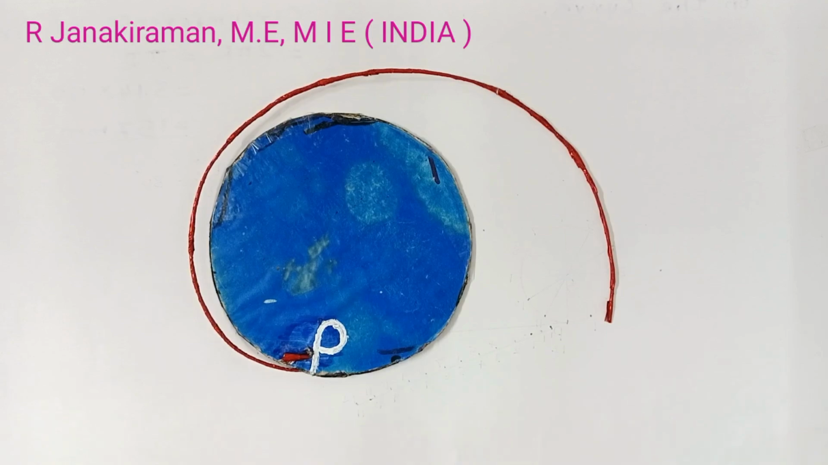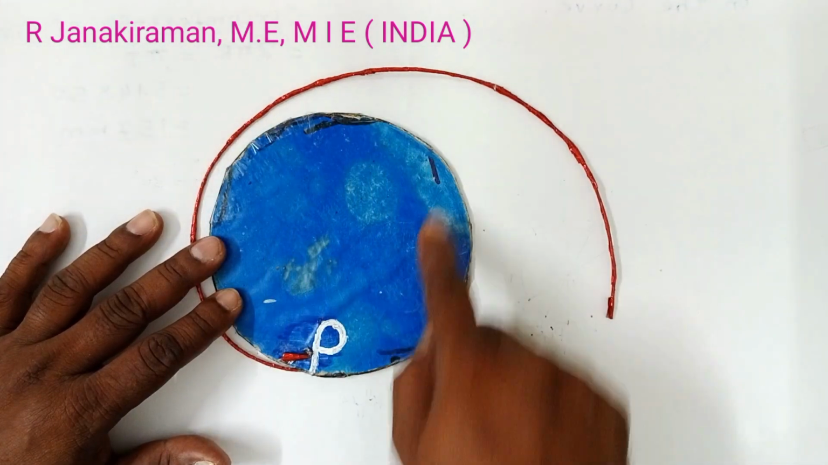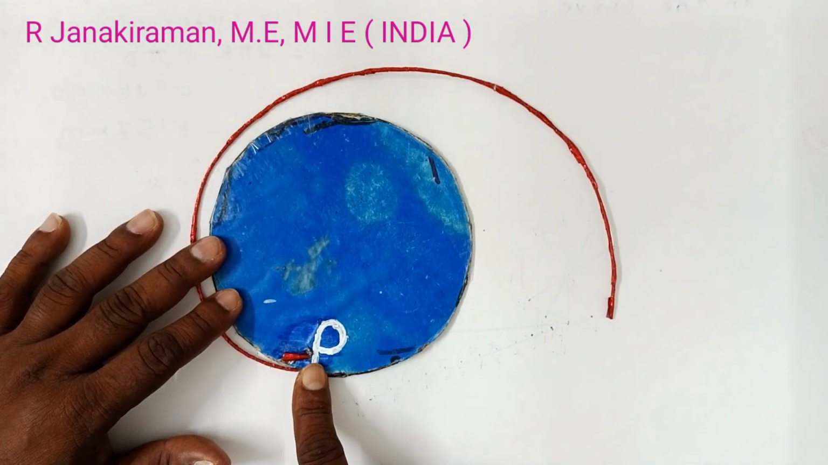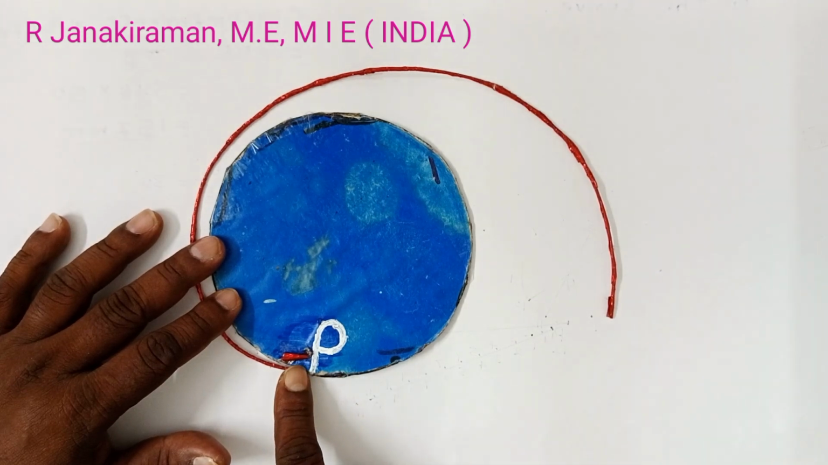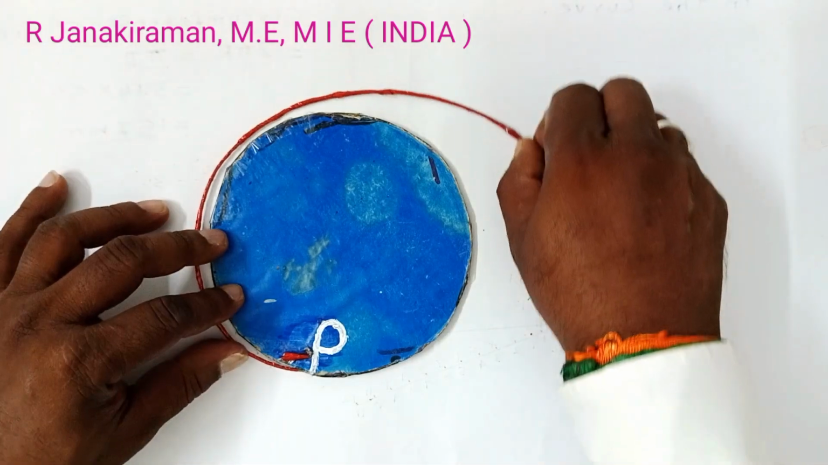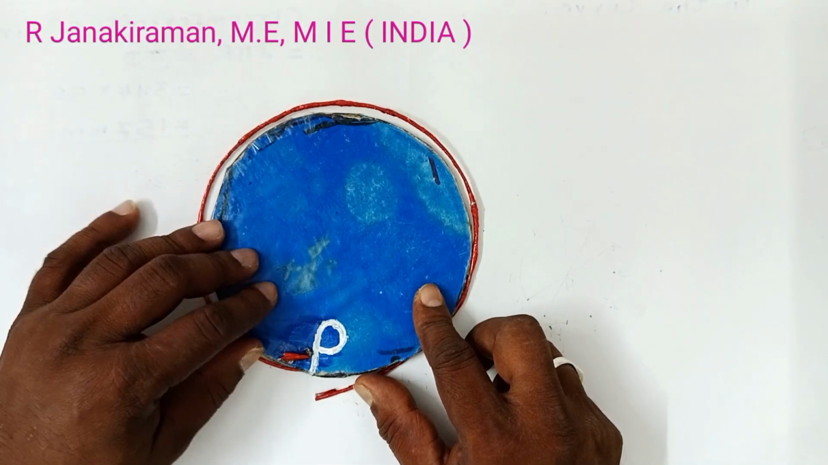Yes, the topic is involute of a circle. Consider a blue circle, and on the circumference one point P is marked. One inelastic string is taken. Inelastic string means the string or wire which does not have elastic property. It is tied at the point P and wound for one complete revolution around the circle.